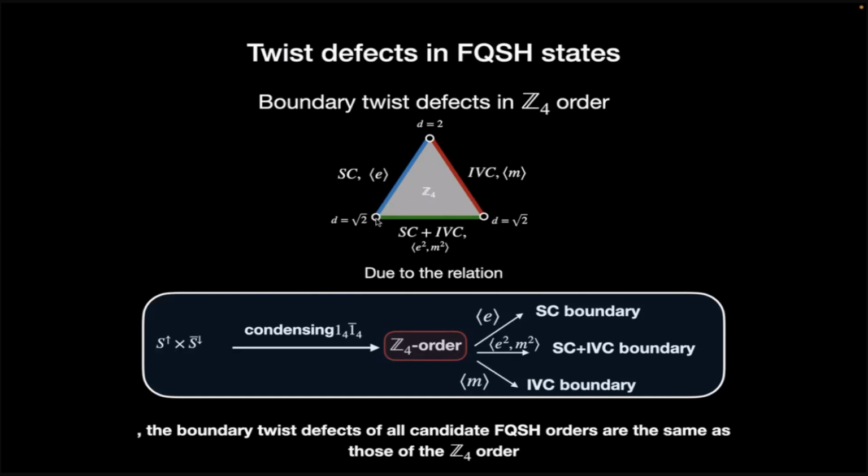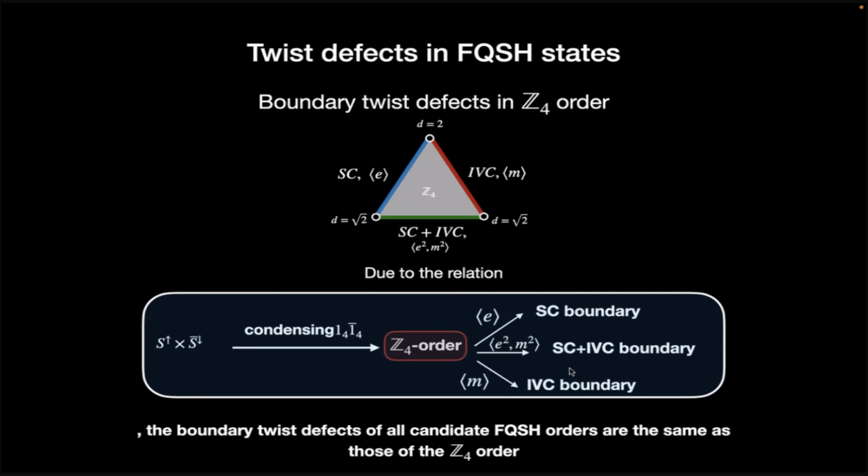And at this left corner, a domain wall between the superconducting boundary and this superconducting plus FSA boundary is actually a Majorana mode with quantum dimension square root of 2. Similarly, at this right corner, we have a Majorana mode with quantum dimension square root of 2. So we only have these three types of gapped boundaries for the Z4 order, and so only these three types of twist defects in the Z4 order.